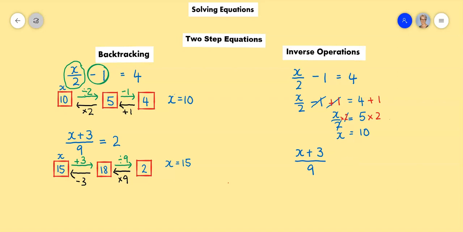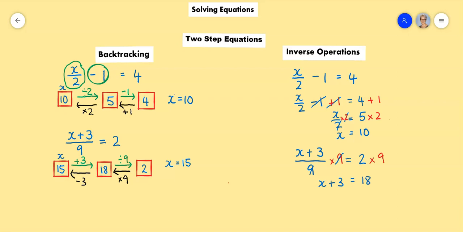We're going to make sure that we multiply both sides of the equation by 9. So we have times 9 to both sides. Now, divided by 9 and times 9 cancels out. So we are left with x plus 3 is equal to 18, 2 times 9.